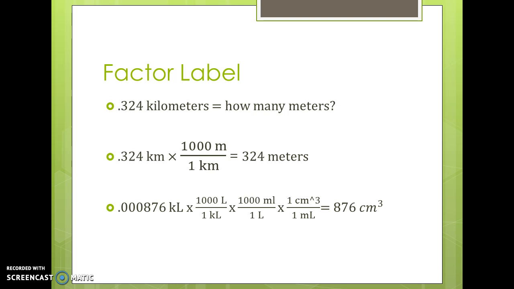A more complex example that we get to would be converting from something like kiloliters to centimeters cubed. And the students have to memorize certain prefixes in the metric system, like knowing what mega, nano, micro, centi, deci all stand for in terms of amount based on the base unit.